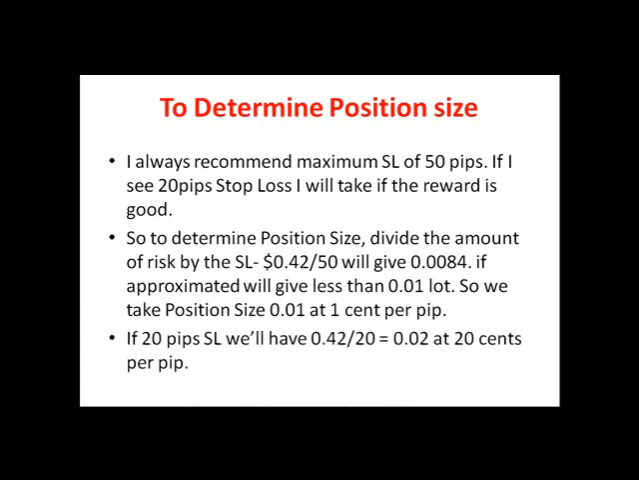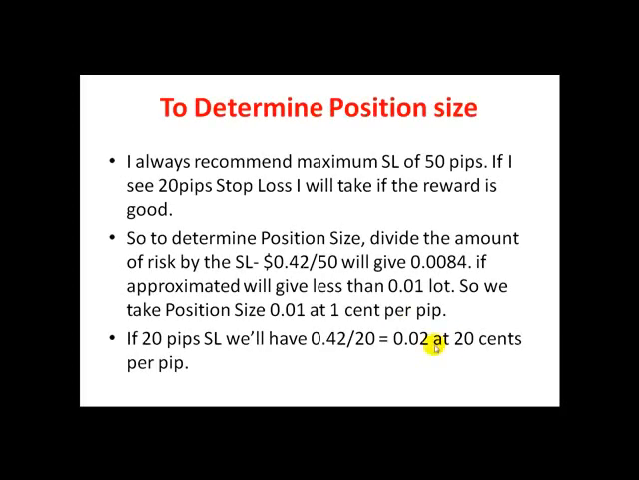Okay. Now, if 20 pips SL, we'll be having 0.42 divided by 20, in which case it will give us about 0.02 lot, which will be 2 cents per pip. Please ignore the 20 cents, there should be 2 cents per pip, not 20 cents.